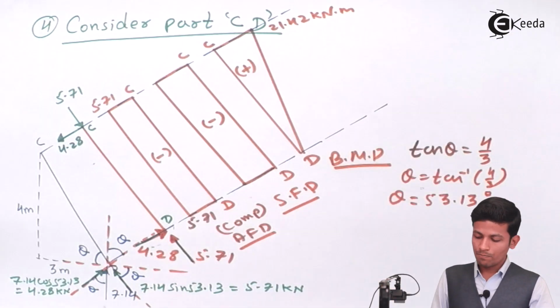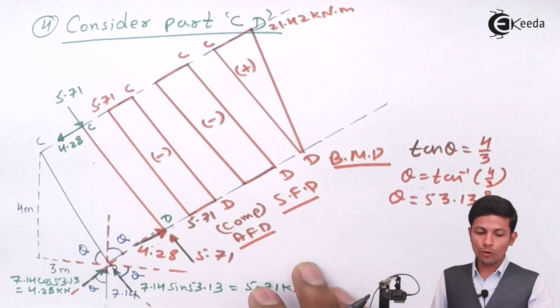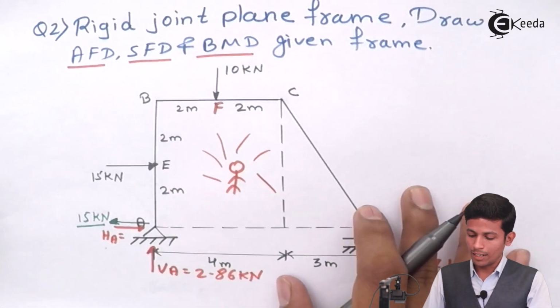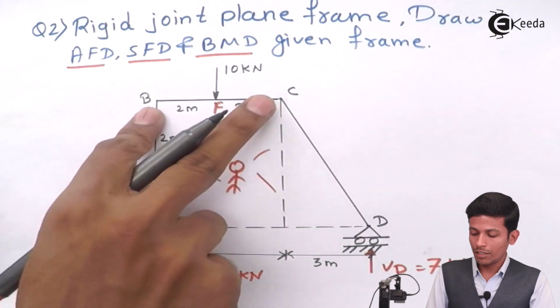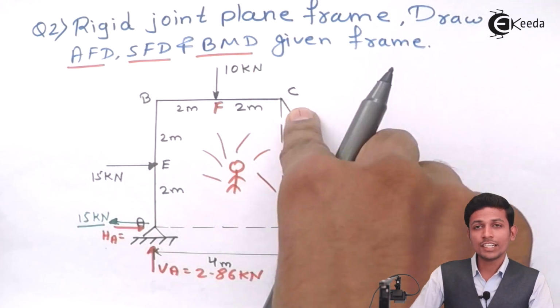Okay. Now we are done with all four parts. See, now this is your main diagram. We are done with AB part, we have done with BC part, and we have done with CD part.